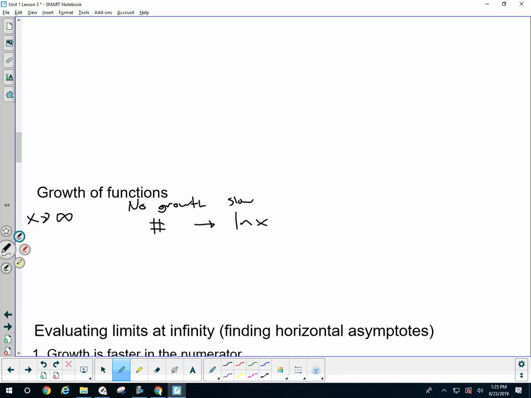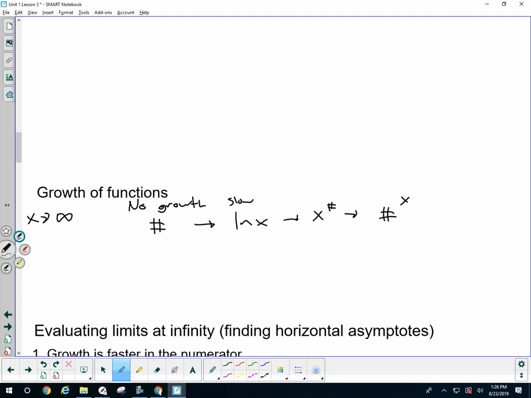But it grows. Then x to a power, where different powers of x will grow faster than other powers of x. x to the fourth will grow faster than x cubed. That makes sense? But those will not grow as fast as a number to the x power, knowing that 4 to the x grows faster than 3 to the x.